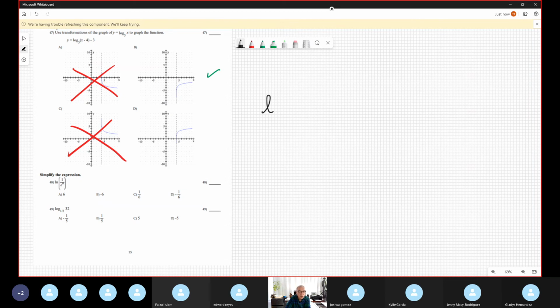Suppose in 48, compute the logarithm of 1 over e to the 6th power. I know this very well. It is equivalent to e to the minus 6, no? You know very well that logarithm and exponential cancel each other, and the answer is minus 6.